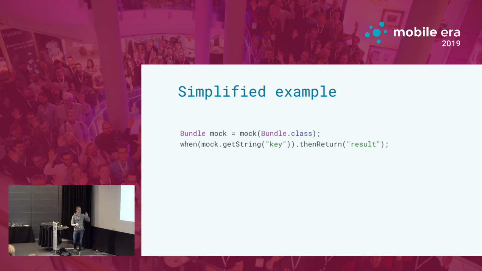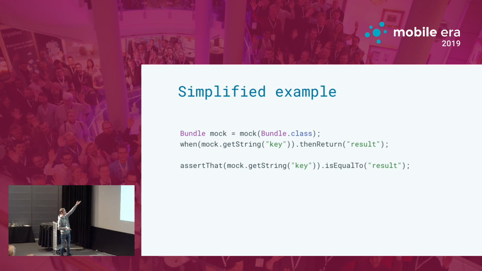So what you do, you just do the regular thing. You get a string, you say, okay, on getString with this key, return some other string. Just it. And the key thing, you don't do this. No one tests the mock itself, because it doesn't make sense, because you just created it one line above. There is no sense to do this.